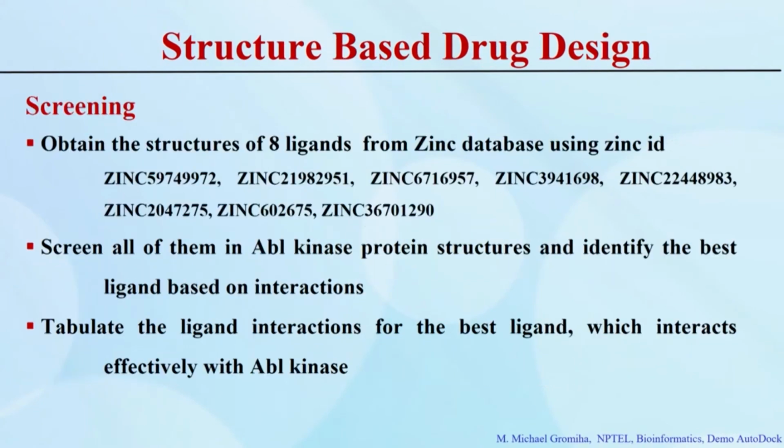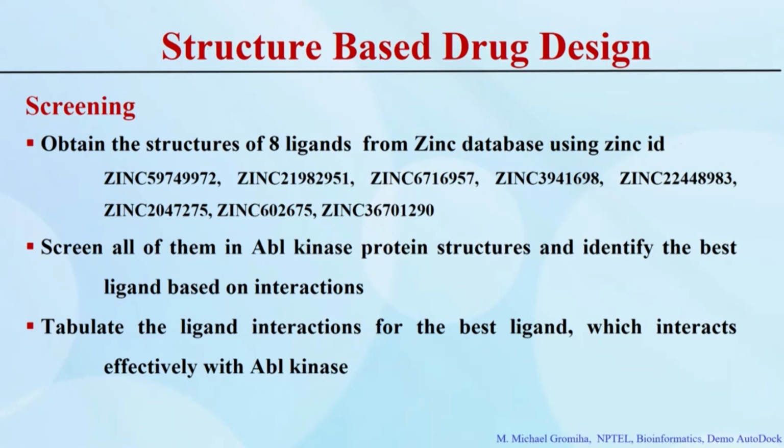In the case of screening, we get several ligands. So we need to identify which ligand is the best to interact with this particular target. Here the target is the ABL kinase. You can obtain all these ligands from the Zinc database, and you screen all these ligands with the target, that is the ABL kinase protein, and find the best ligand based on the interactions. Then we tabulate all the interactions, and based on the interactions you can identify the best one which interacts effectively with this ABL kinase.